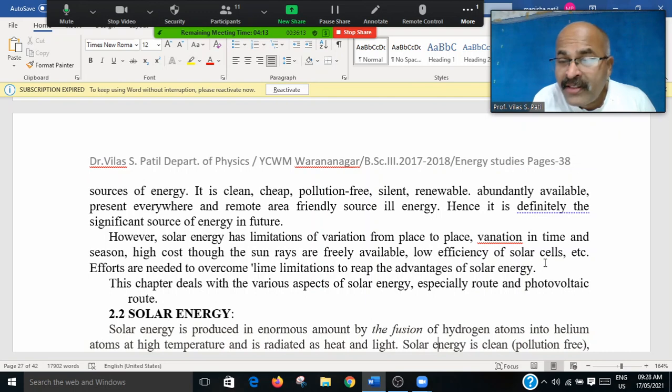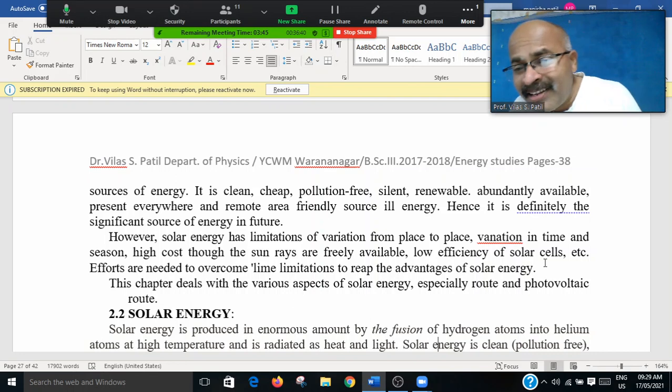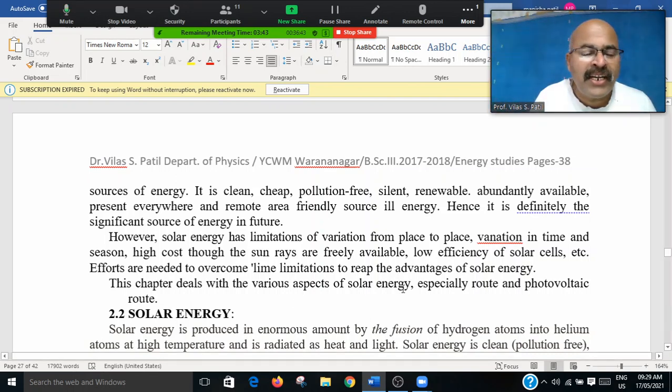You are the students of B.Sc. Physics, and physics is the science of fabrication. You have to come into research after the MSc, after postgraduation, and take the research on your head. We have to search for a new technique which is very efficient and very inexpensive, and such techniques are required to accelerate research in solar energy conversion. And this chapter deals with the aspects of solar energy, especially the photovoltaic route.